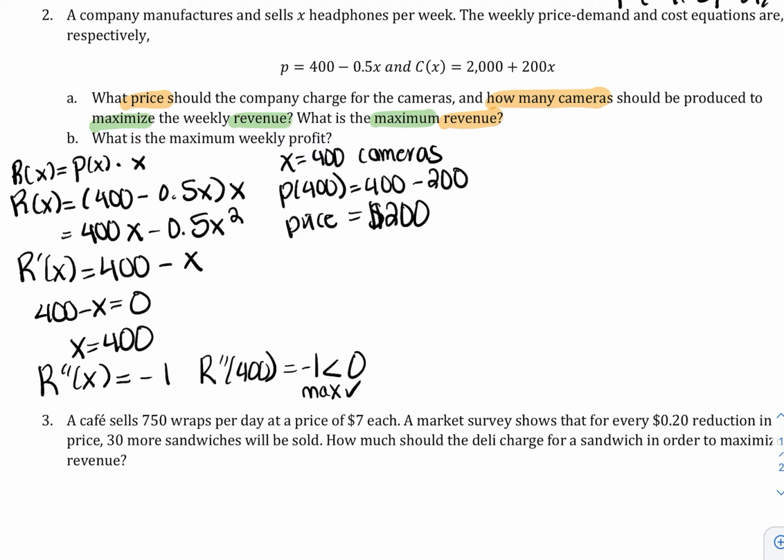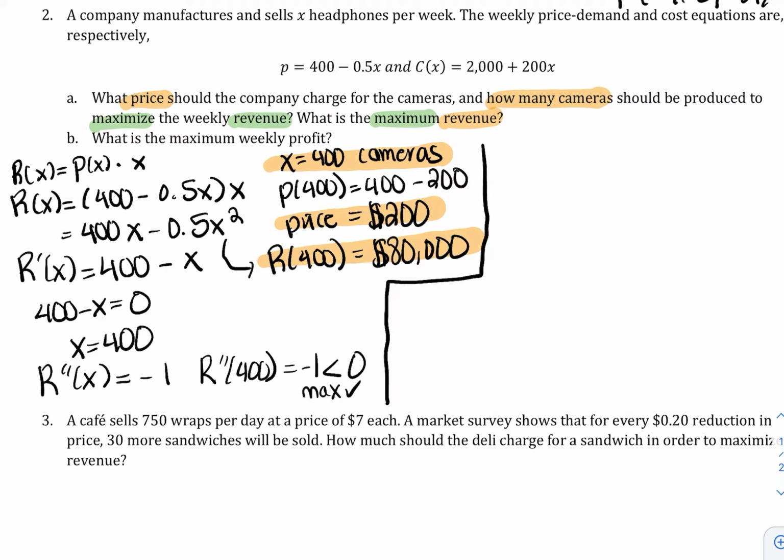And then they're asking me what is the maximum revenue. So I need to plug 400 into the revenue function, this function right here. When you plug in 400 into the revenue, you can compute that. It will give you 80,000. Okay, so here is part A. Part A is done. I'm going to do it in orange. I'm maximizing revenue at 400 cameras. The price is $200. The revenue is $80,000. Now I can go to part B.